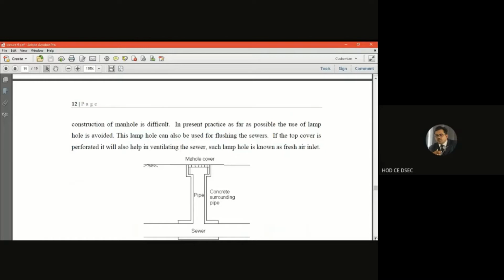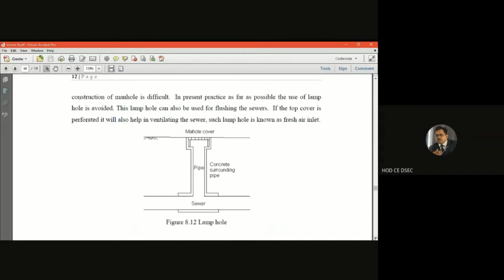This lamp hole can be used for flushing of sewers. That's why it is called a flushing hole. Or if the top cover is perforated, it will also help in ventilating the sewer. If it acts as a ventilating sewer, then this lamp hole is known as the fresh air inlet.